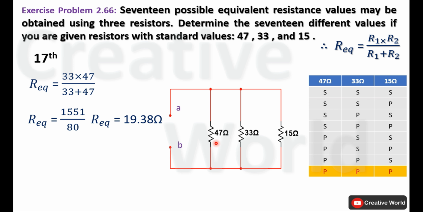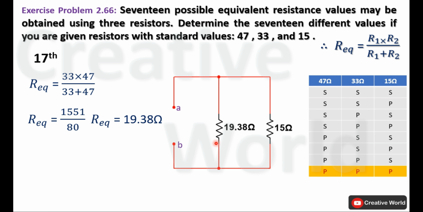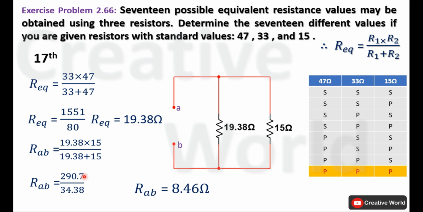Replace these two resistances with a single resistance having the value of 19.38 ohm. Now again use this equation to calculate the equivalent resistance of these two resistances that will be equal to RAB. R1 will be 19.38 ohm and R2 will be equal to 15 ohm. Product of 19.38 and 15 will be 290.7 and sum of 19.38 and 15 will be 34.38. Divide 290.7 by 34.38. RAB will be equal to 8.46 ohm.